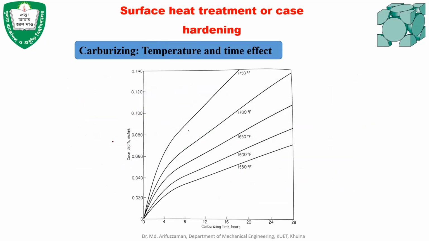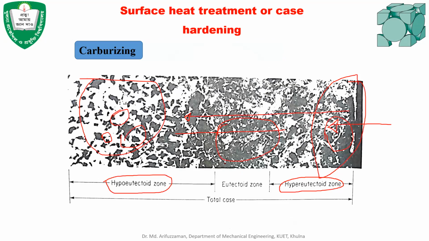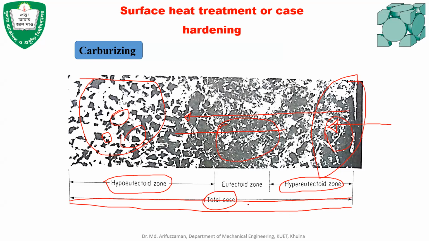All right. So what is the effect of time and temperature in the case of carburizing? That means how much depth can be obtained. If you look at this structure, then this total length is called the total case, because this is the total depth that has been affected by the carbon atom diffusion. You can also say the hardened surface, and this is called the case depth. This total length is called the case depth, and this depth actually depends on the temperature and the time.